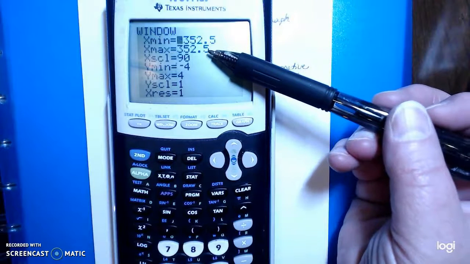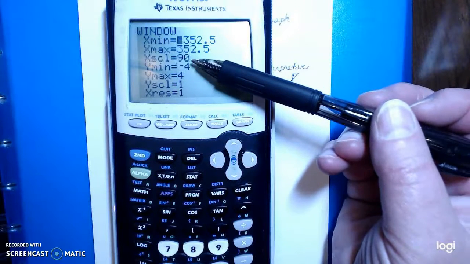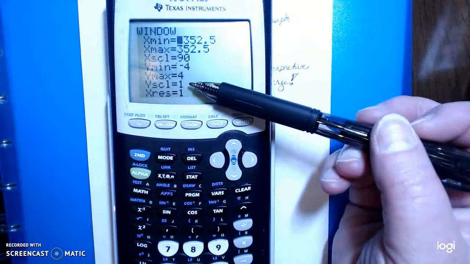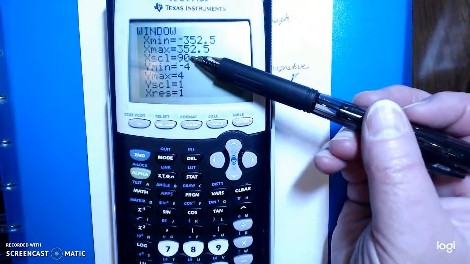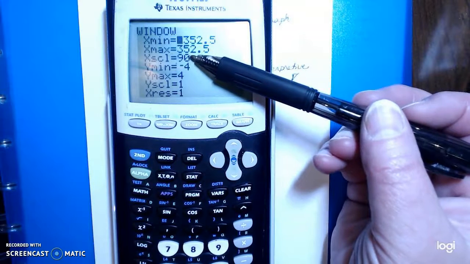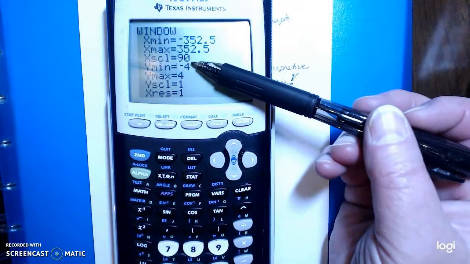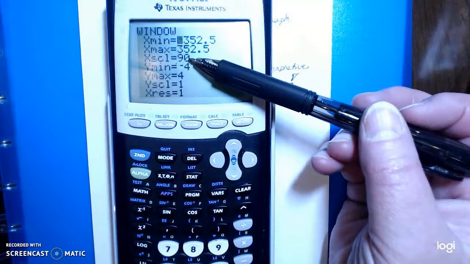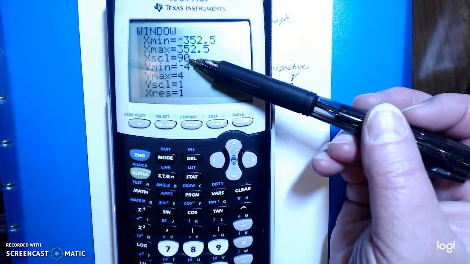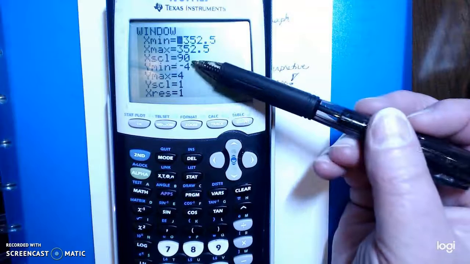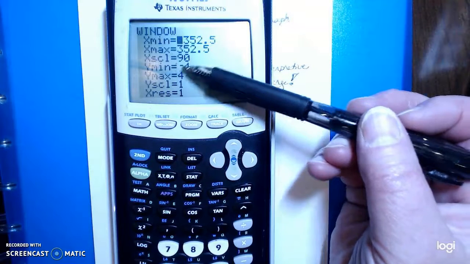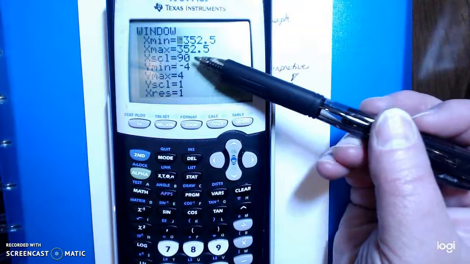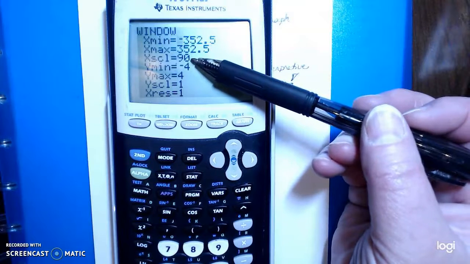X scale 90, that means for each unit that you see on the x-axis of your graph, each step is worth 90 degrees. And the reason for that is because this calculator with zoom trig is programmed to know that quadrants are important in trigonometry, and you can't fit very many quadrants in one narrow window, and so it jumps scale by 90 degrees for each unit on the x-axis.